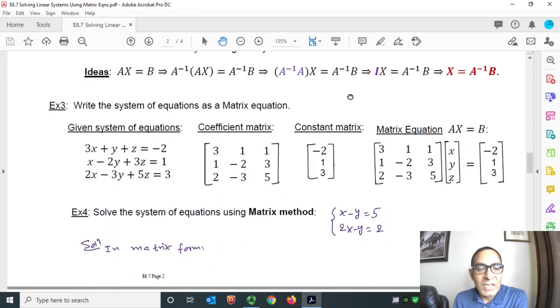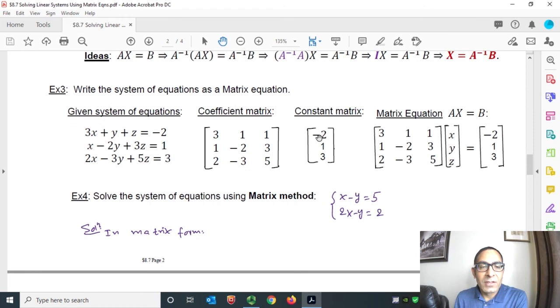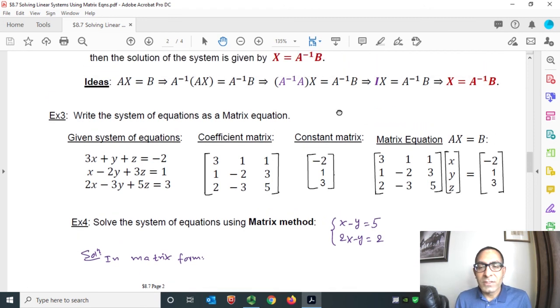Now let me implement these ideas in a solved example. Example 3, write the system of equations as a matrix equation. So first, let's write the system of equations into the matrix equation. Here, given system of equations, three equations with three unknowns. Here the unknowns are x, y, and z. First, construct the coefficient matrix. This coefficient matrix is simply the coefficients of x, y, and z.